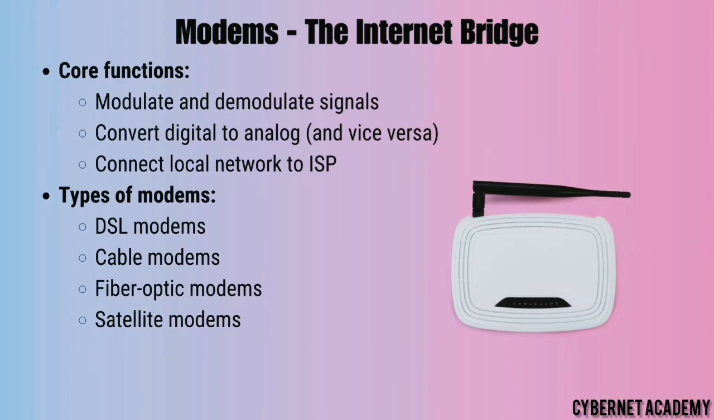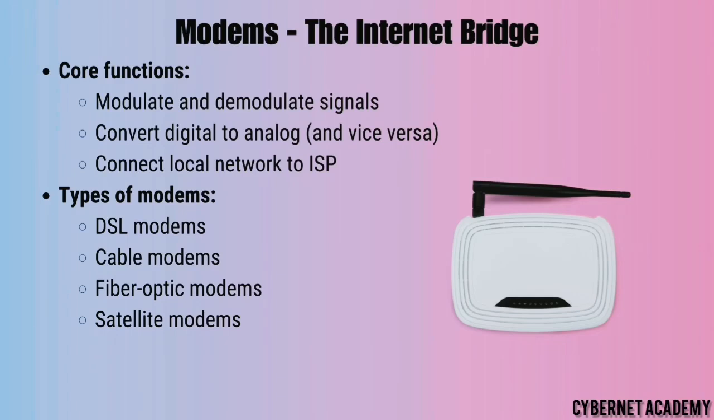On one side, you have your home network speaking digital. On the other side, you have the internet speaking analog, over cable or phone lines. The modem's job is to convert between these two languages, allowing your devices to communicate with the internet. Without a modem, your home network and the internet would be speaking completely different languages. You might have a separate modem, or it might be combined with your router in a single device.